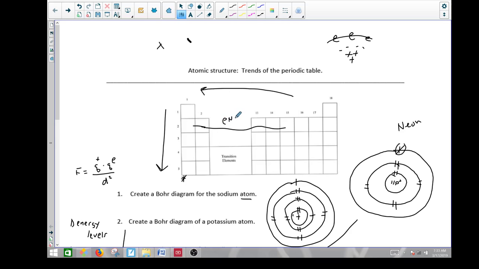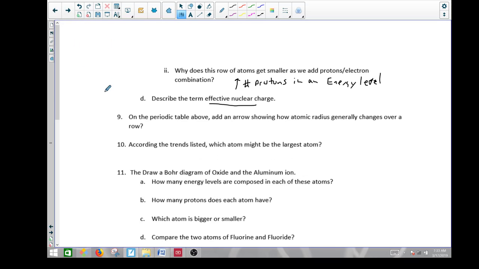I'm going to abbreviate that. It's not a normal abbreviation, effective nuclear charge. I would not abbreviate that normally. All right. So it's addition of additional protons in a given row. So for example, you wouldn't say that sodium is bigger than the sodium ion because of the effective nuclear charge. That just isn't true. It's bigger because of more energy levels.